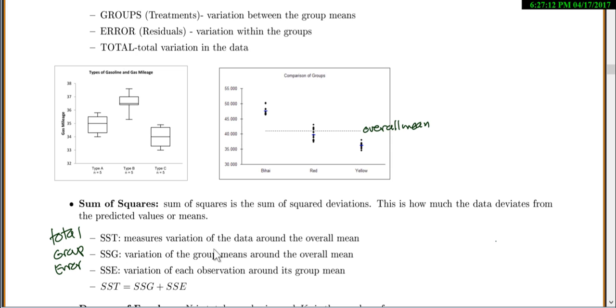And then SSG is variation of the group means around the overall mean. So notice this little blue line. That's your group mean. So you take each group mean and see how far it is from the overall mean. And then SSE, sum of squares for error, is the measurement of each observation around its group mean. So this top dot gets compared to its group mean, and each of those little dots gets compared to its group mean. And over here, each of these little dots gets compared to its group mean. So each group has its own little group mean.